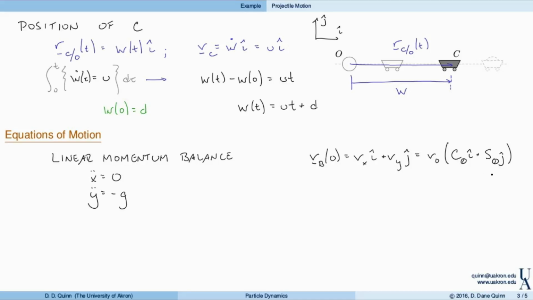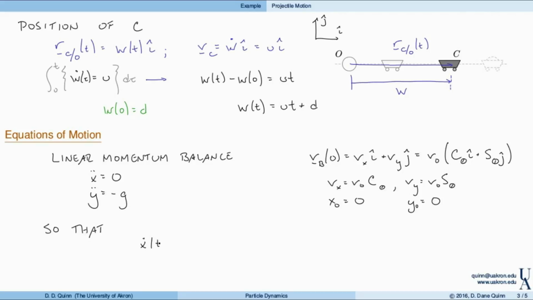So now comparing components in the i and j direction, we find that vx is v naught cosine of theta, vy is equal to v naught sine of theta. Since we're measuring from the origin, the initial displacement of the ball in the i direction was equal to 0, and the initial displacement of the ball in the j direction was equal to 0. As a result, the equations of motion, when integrated twice, give me the velocity and position of the ball.